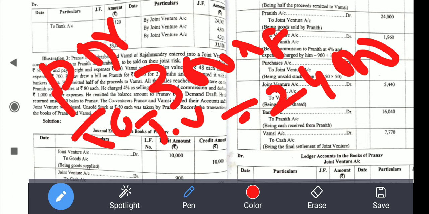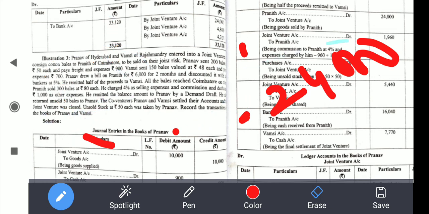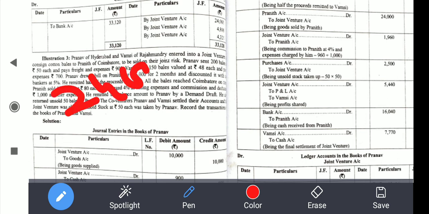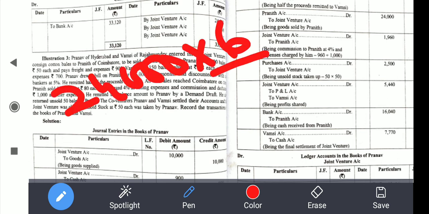Then next, he charged 4% selling expenses and commission, and deducted 1,000 as other expenses. 1,000 is the other expenses. Then 4% is the commission. How much is 4% on sales? The sales amount is 24,000, so 4% of 24,000 is the commission.